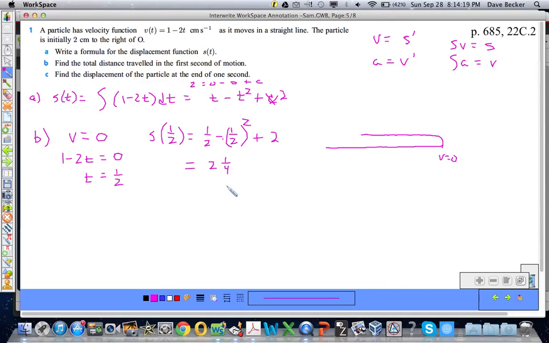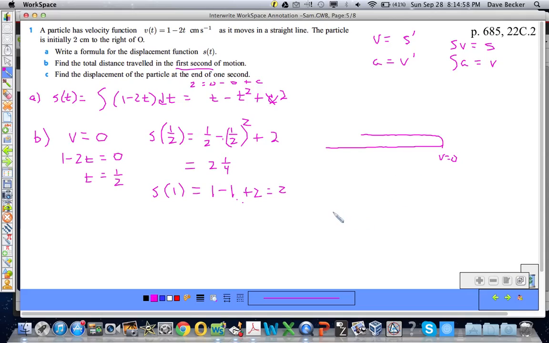And let's see, at s of 1, what's s of 1 equal to? Why do we care about s of 1? Because it's the first second of motion. So s of 1 is the position of the particle after it has traveled a total of 1 second. So that would be 1 minus 1 squared, sorry about that. 1 minus 1 squared is 1 minus 1 plus 2, so that is equal to 2.